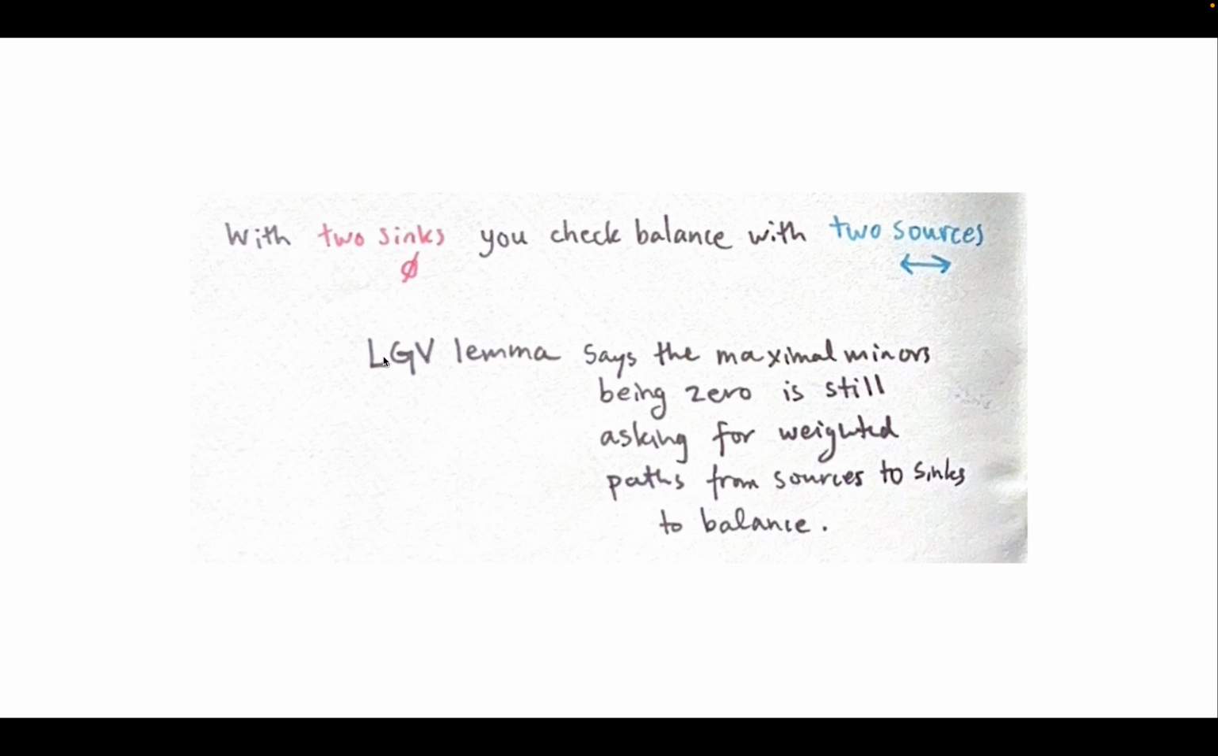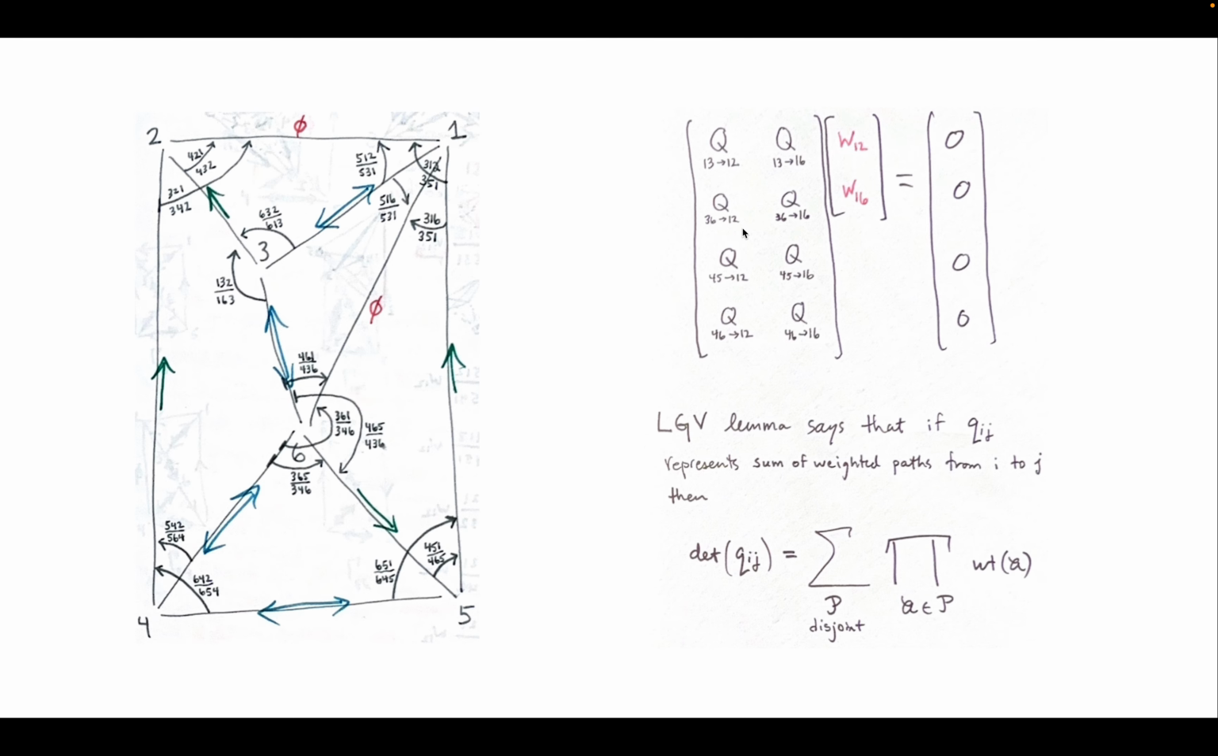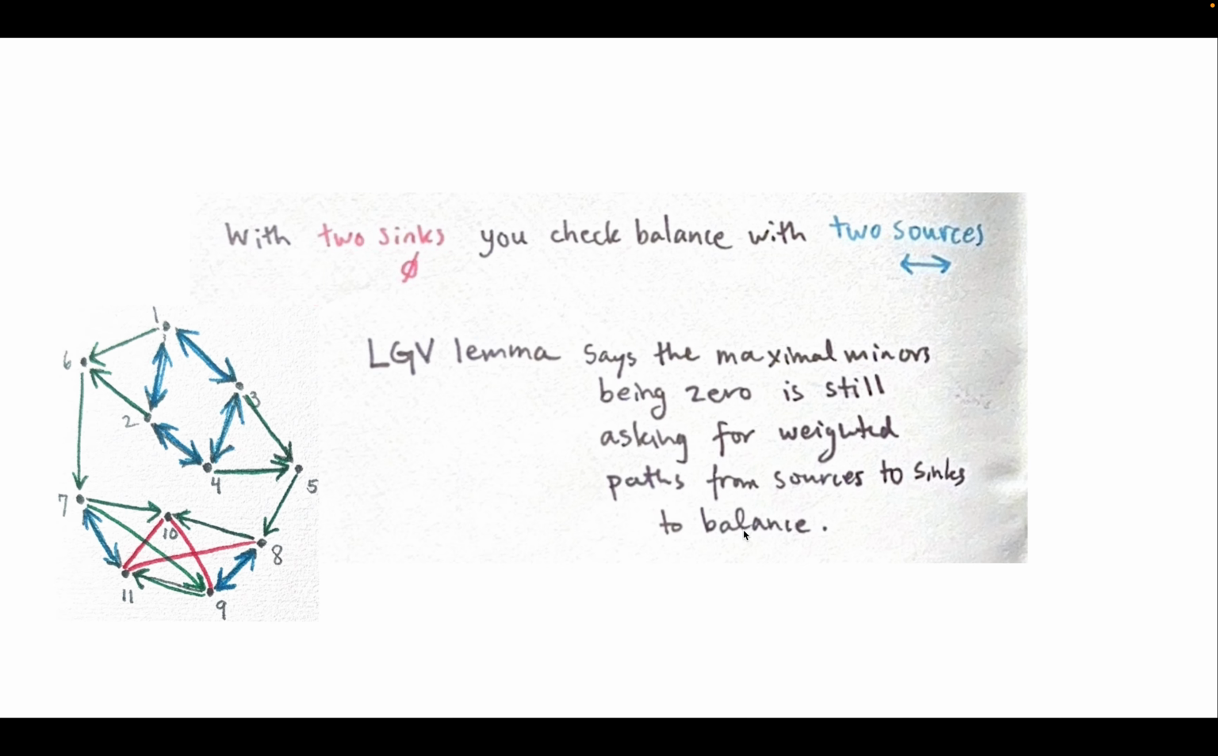The Lindström-Gessel-Viennot lemma says a couple different things. It says the maximal minors being 0, so let's say this equation, is still asking actually for weighted paths from sources to sinks to balance out. So it's really the same. It's going to be the same thing.